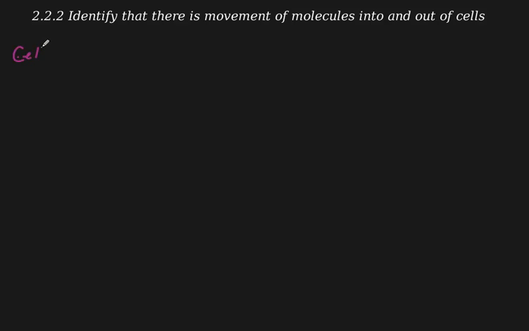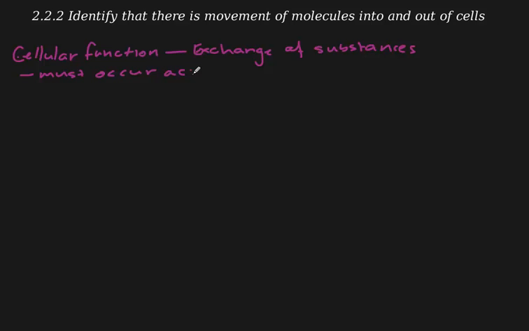So cellular function only occurs when there is exchange of substances, and this occurs across the cell membrane. So it must occur across the cell membrane in plants and animals. Added to this, in plants, it must also be able to occur across the cell wall.